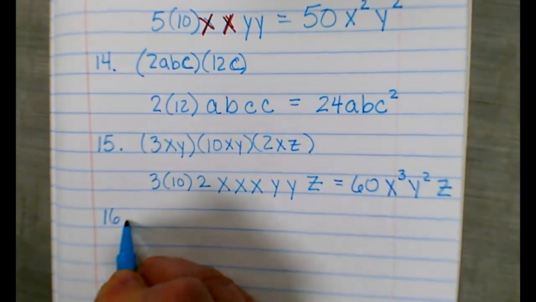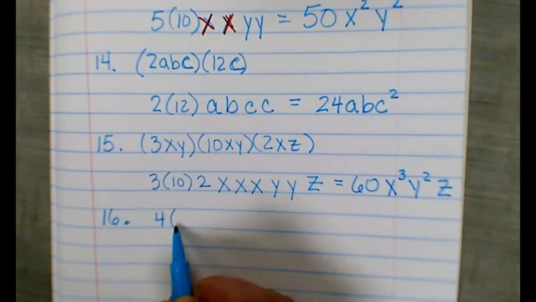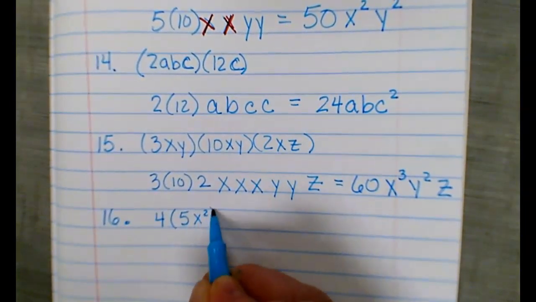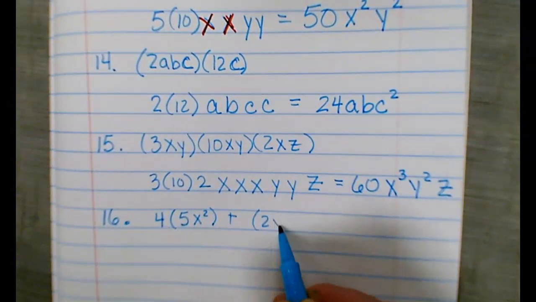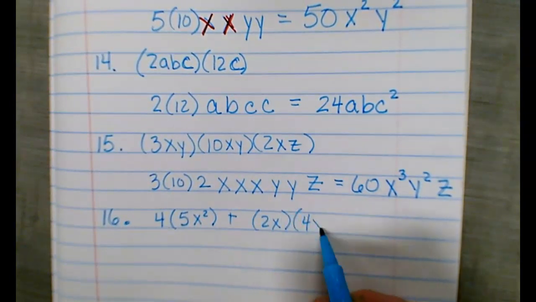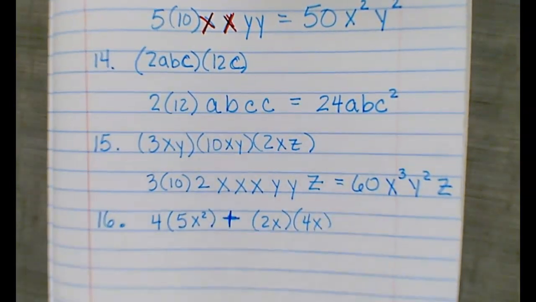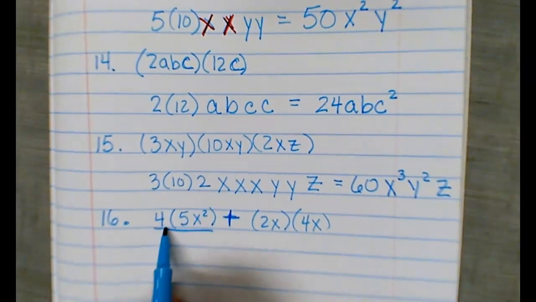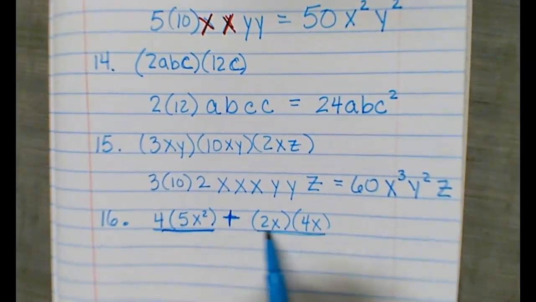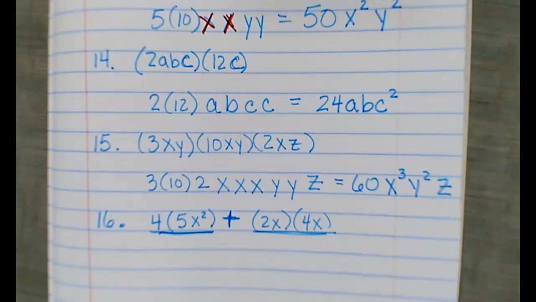Last example. Because of order of operations, you multiply first, and then you add. I'm going to multiply this term and get an answer. I'm going to multiply this term to get an answer. And then I'm going to see if there's any like terms I can combine.